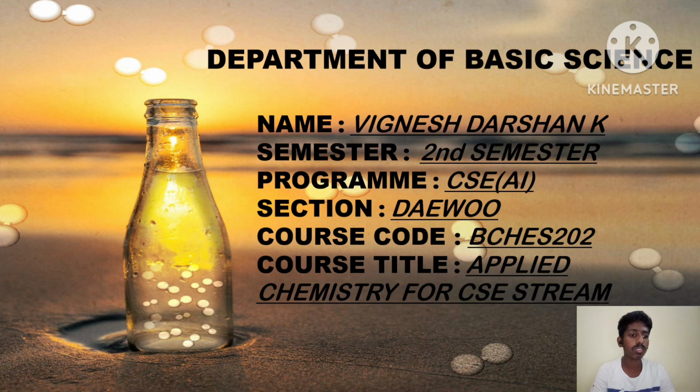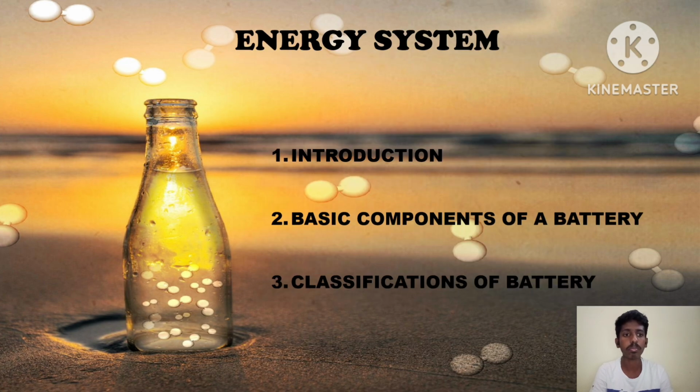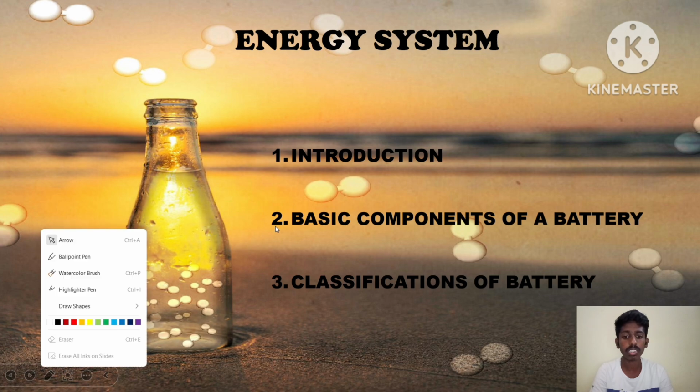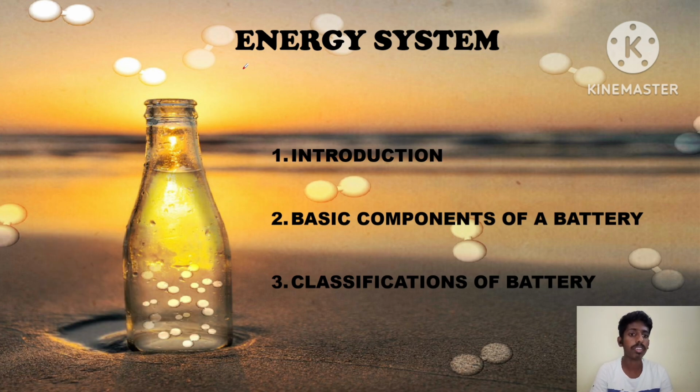The course code of the subject that we are going to discuss today is BCHS202, Applied Chemistry for CSE stream. The topic that we are going to learn today is energy system. In energy system, we are going to look only at batteries. First, let us see the introduction, then the basic components of a battery, and the classifications of a battery.